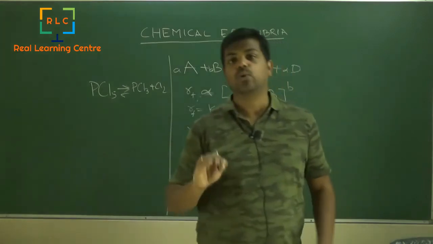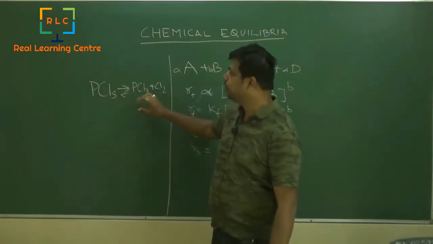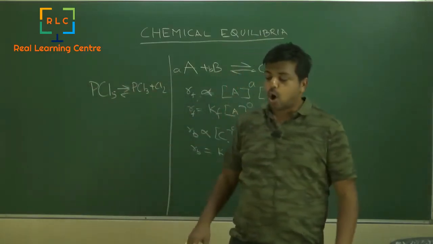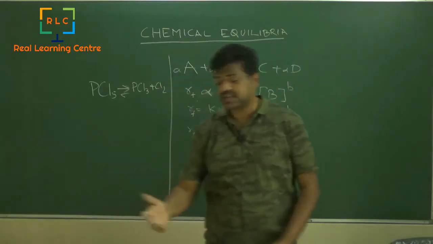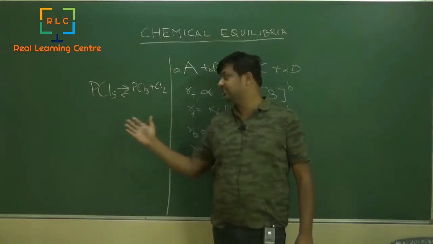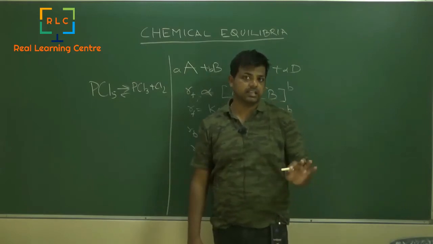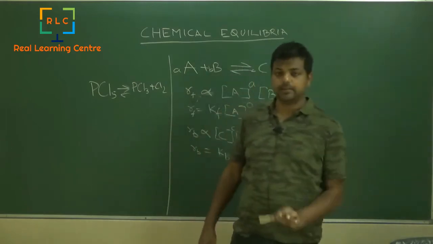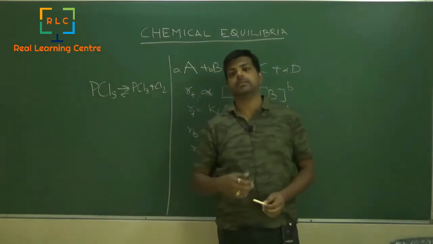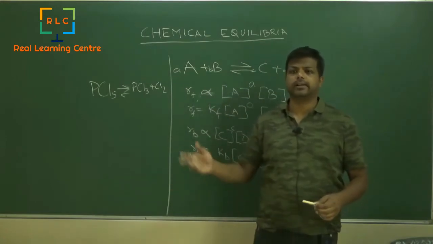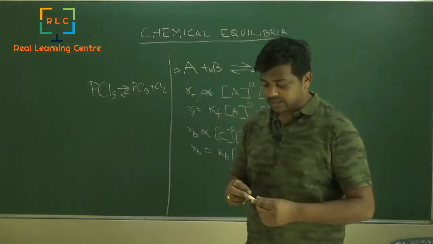It can change only if there's an external factor added. That is, if you add more of this, or you remove some of this, or you change the temperature, or the pressure, or the volume of the container in which the reaction is happening. Only in those cases will the equilibrium shift. Otherwise, there wouldn't be any change. Once the equilibrium is achieved, it will stay there unless you change some environmental factor, maybe temperature, pressure, volume, or you add some reactant or product. So that is chemical equilibrium.